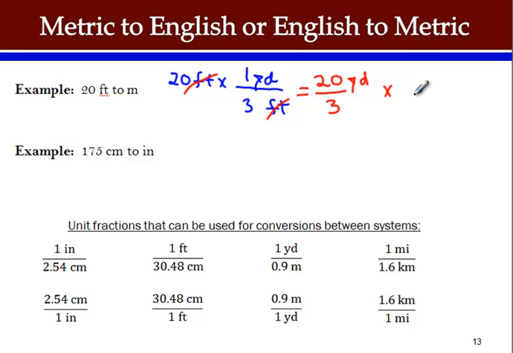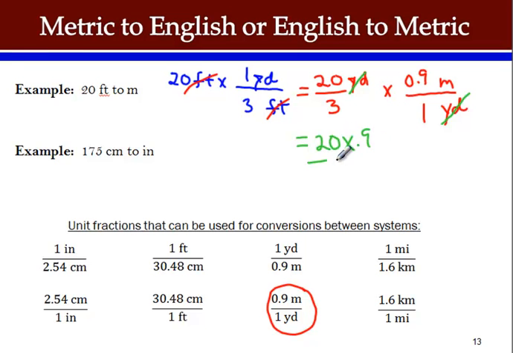And now I'm going to look for something that will give me meters and yards. This is what I need right here: 0.9 for every 1 yard. That's going to help me because now the yard units will be gone, and I'll have 20 times 0.9 over 3, and the only units I have left are meters. As soon as I do this arithmetic, 20 times 0.9 over 3, I will have my answer. And that comes out to be 6 meters. So 20 feet is approximately 6 meters.